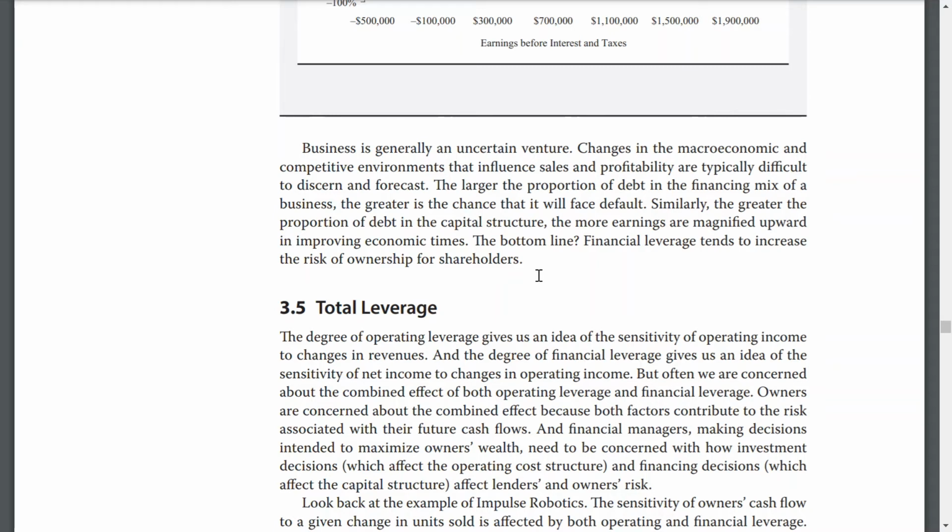Total leverage. The degree of operating leverage gives us an idea of the sensitivity of operating income to changes in revenues, and the degree of financial leverage gives us an idea of the sensitivity of net income to changes in operating income. But often we are concerned about the combined effects of both operating leverage and financial leverage. Owners are concerned about the combined effects because both factors contribute to the risks associated with their future cash flows, and financial managers, whose decisions intend to maximize owners' wealth, need to be concerned with them.